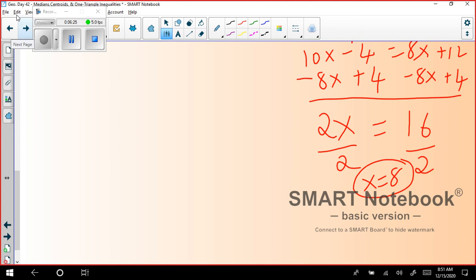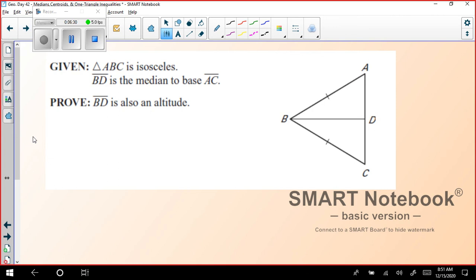We saw problems based on the property of the centroid. We are seeing one more proof. They have given that triangle ABC is isosceles. BD is the median to the base AC, and they are asking us to prove that BD is also an altitude. We have to prove that this particular angle is 90 degrees or this angle is 90 degrees. One of that we have to prove to show that BD is an altitude.